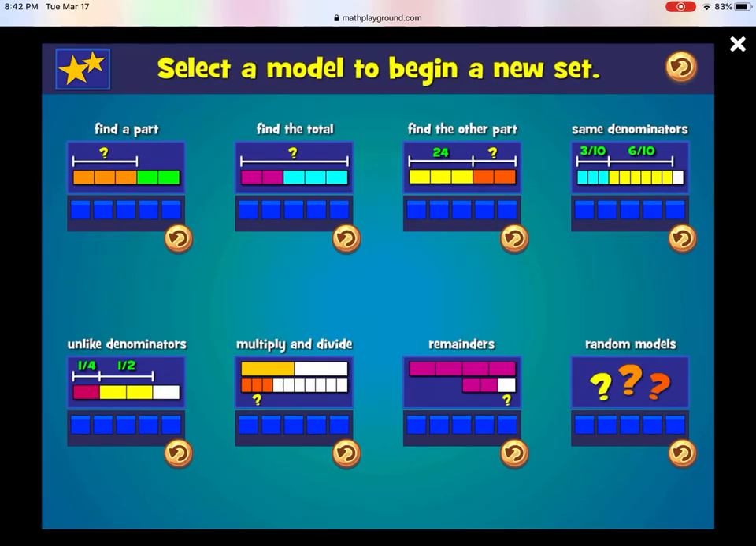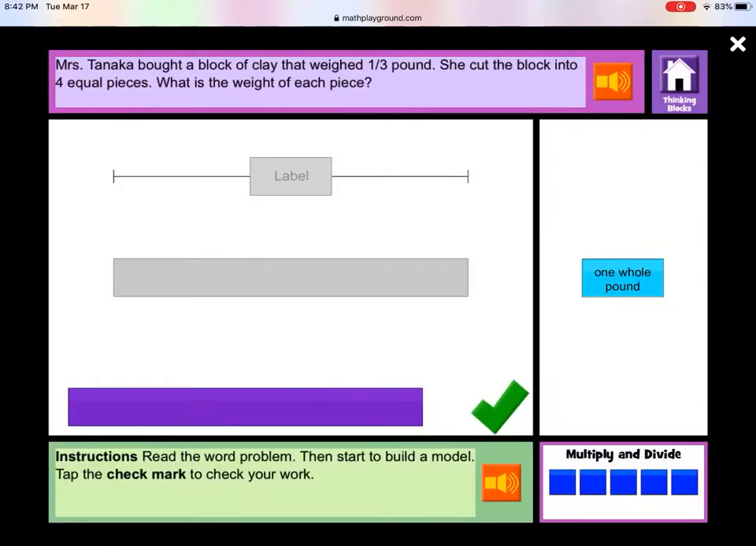Let's get started. We're going to focus on the multiply and divide, which is in the second row, the second item. And a big thing that I want you to watch for here is how the whole changes in the problem. So let's see what we've got. Mrs. Tanaka bought a block of clay that weighed 1/3 pound. She cut the block into 4 equal pieces. What is the weight of each piece?